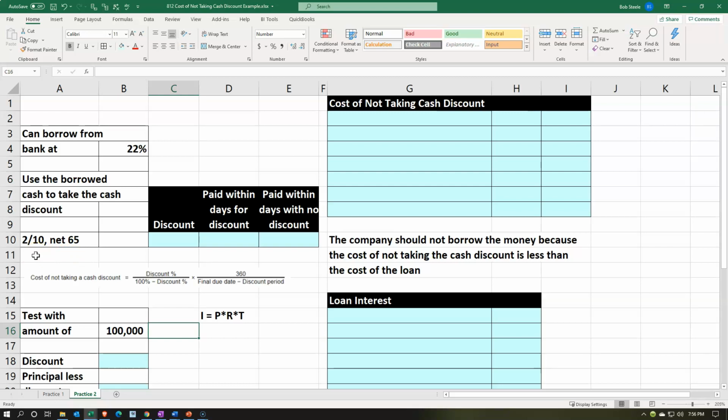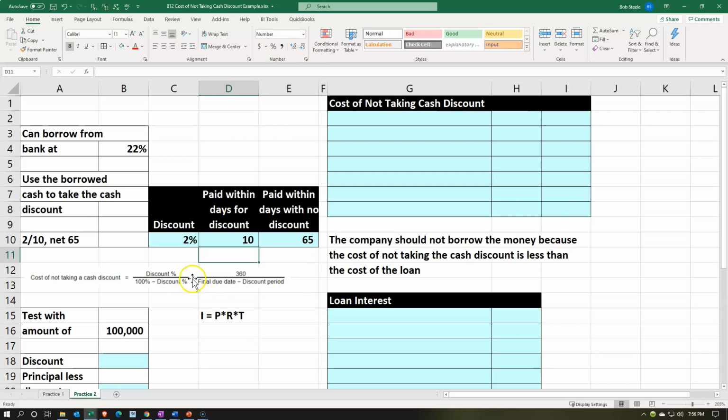Terms 2/10 net 65. That means 2% discount if you pay within 10 days. Otherwise, you pay us within 65 days. Let's write that down here. It means you get a 2% discount, 0.02. Let's percentify this. Home tab, number, percentify. If you pay it within 10 days, if not, you have to pay it within 65 days. Then we're going to do our calculation based on this formula.